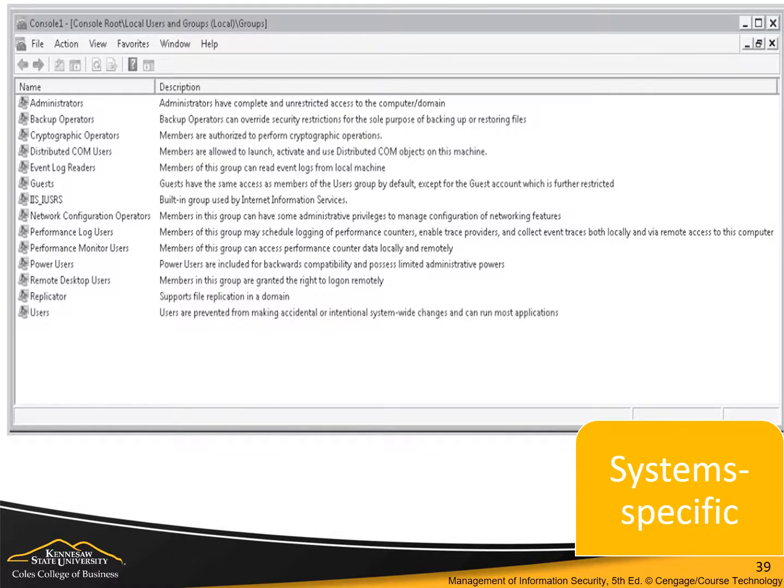Here you see a sample Windows ACL. Users are classified as administrators, backup operators, cryptographic operators, etc. While administrators have complete and unrestricted access to the computer domain, which is not recommended except for very few people in the organization, event log readers are only able to view logs from local machines. Network configuration operators, in contrast, have some administrative privileges to manage network configuration, and so on. The names of the professionals will vary from organization to organization, and this is just a sample of what an ACL might look like.